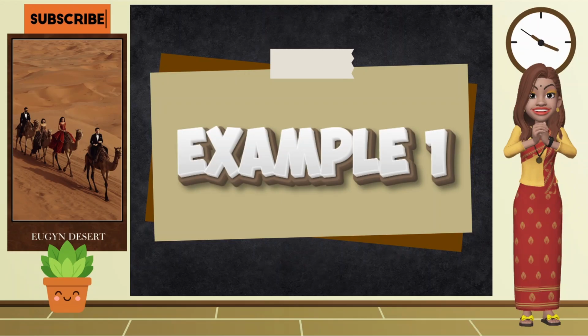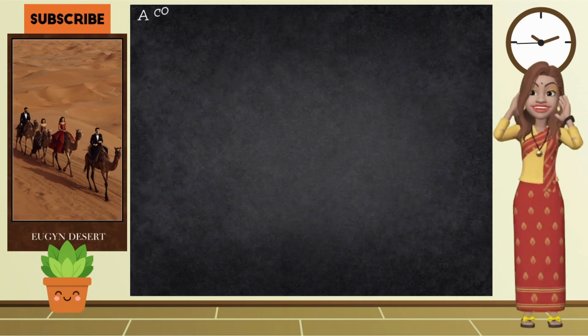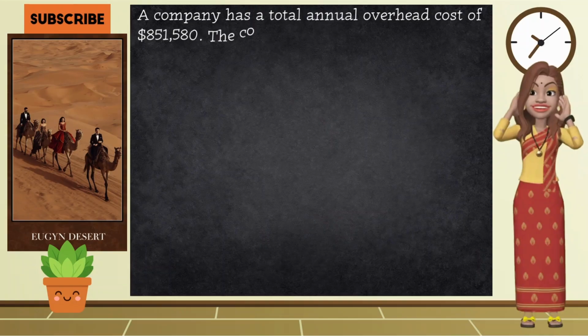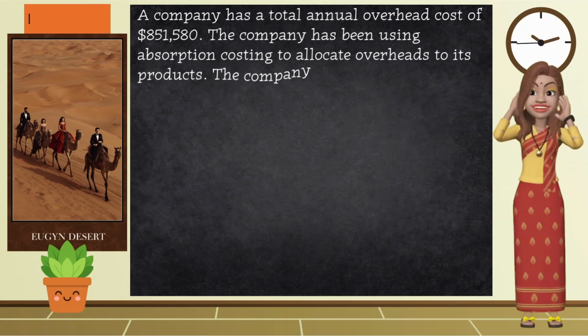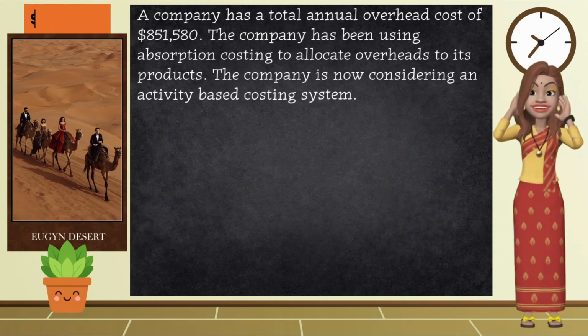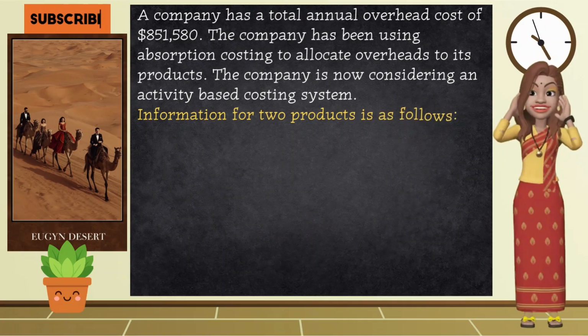Example 1. A company has a total annual overhead cost of $851,580. The company has been using absorption costing to allocate overheads to its products. The company is now considering an activity-based costing system. Information for 2 products is as follows.